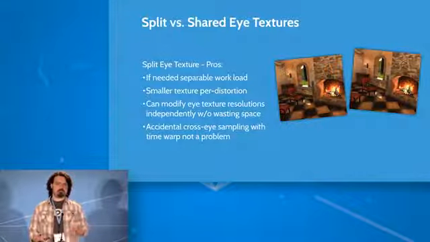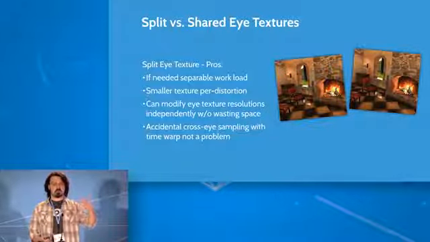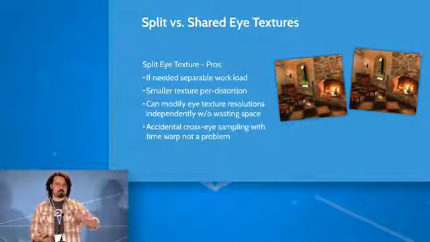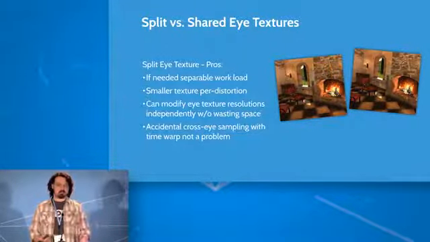One of the most important pros for this method, though, is that when Time Warp is trying to correct for a lot of panoramic shift, so to speak, you don't accidentally bleed from one eye sampling into the other, where you might otherwise have to account for that in your distortion shader and Time Warp specifically, to make sure you're clamping across the border. When you split the eye textures, this becomes a non-issue.